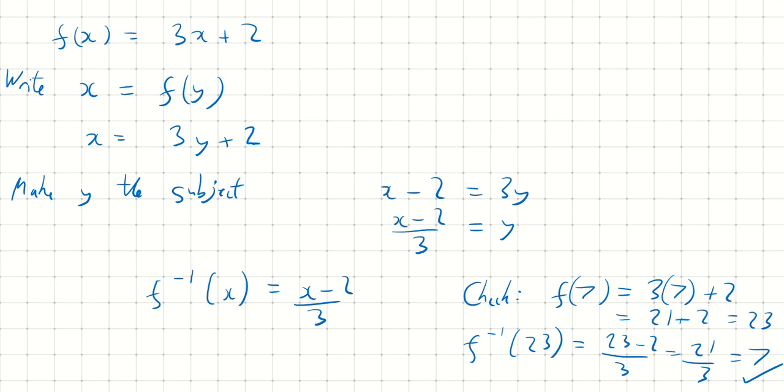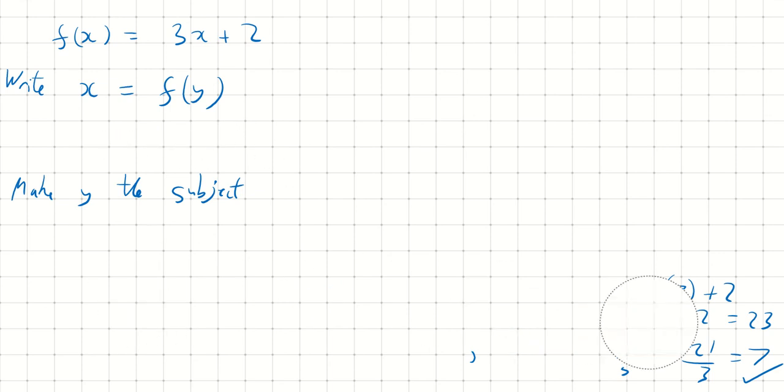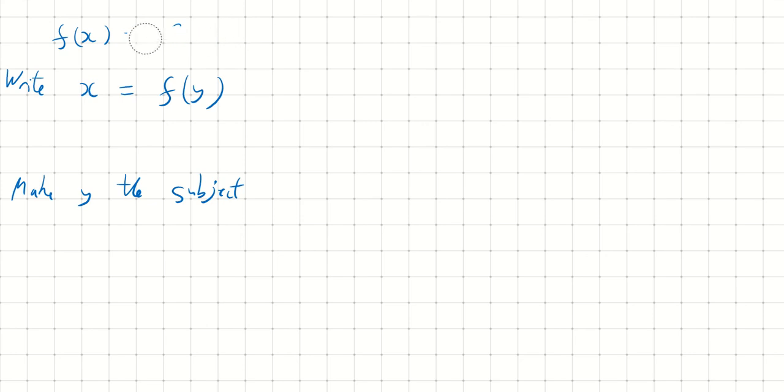Let's do another example. So again, we can use the same steps. Our new example is going to be, let's say, f(x) = (x + 1)/5 - 3. So now, same method, we're going to write x = f(y). So we're going to write x = (y + 1)/5 - 3.